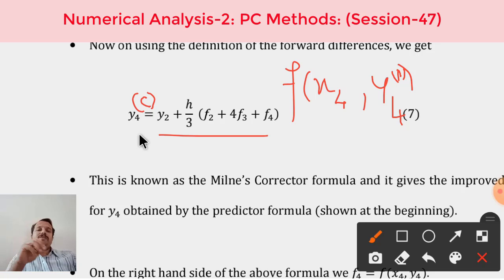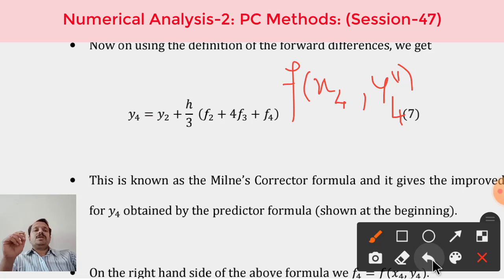Now, once you complete the first correction to y4, why can't you use this value in place of this? We have f4 is equal to f at x4 y4. You use the previously obtained value of y4. The previously obtained value of y4 will be the first corrected value of y4, that is y4c. So you use that value and you get the value of f4, and after simplification of this, you will get y4c in the next iteration, that is in the second iteration.